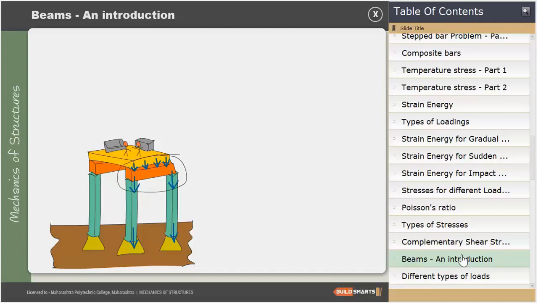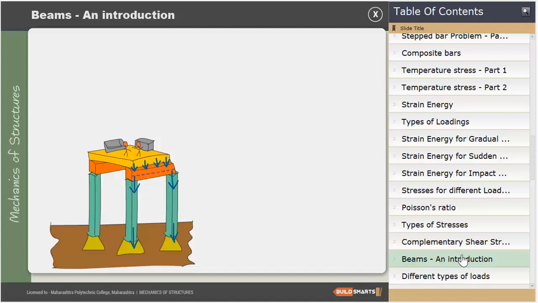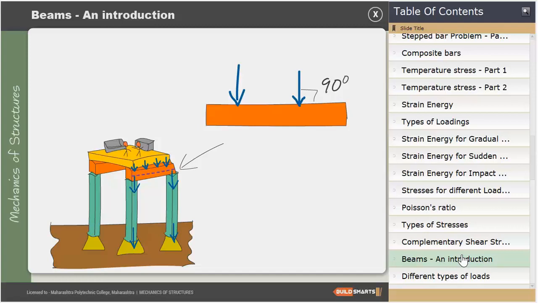Let us now focus on the beam. We can see that the beam is a horizontal component. This central line is called the axis of the beam. The loads are applied perpendicular to the axis of the beam.